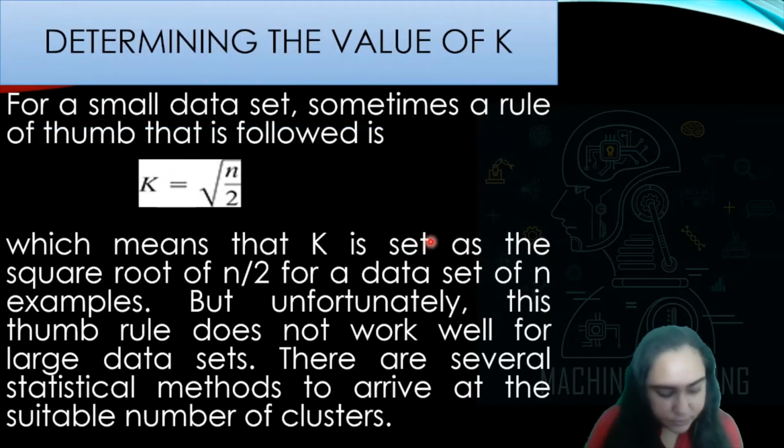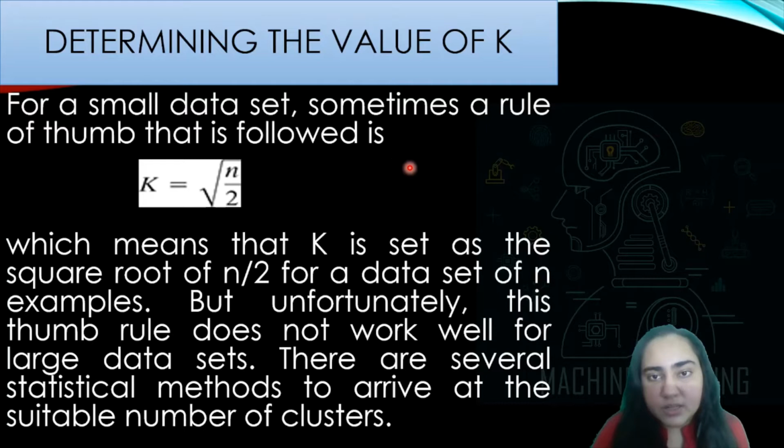Now let's talk about how you can determine the value of K so that your algorithm is optimized. Usually for a small data set, we use K is equal to root of n by 2. So if you have a very small data set, maybe 1000 rows, then you take 1000 divided by 2, which is 500, take the square root of 500, whatever you get, that will be your value for K, okay?